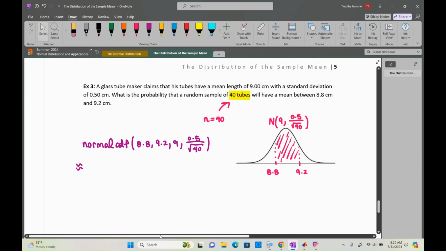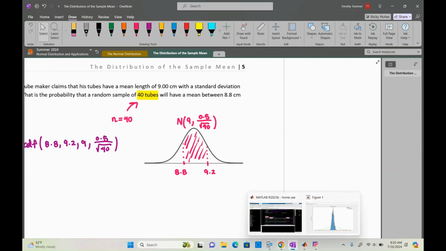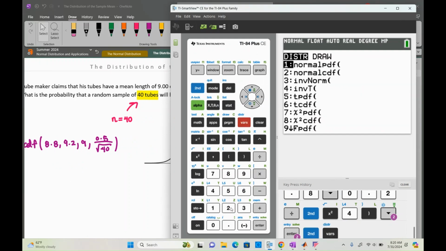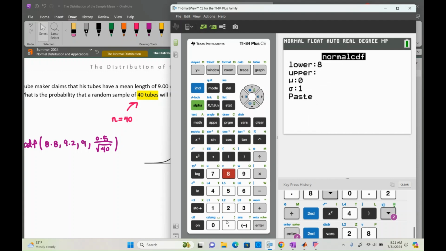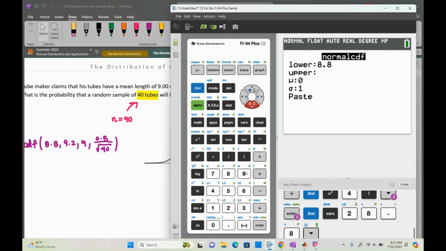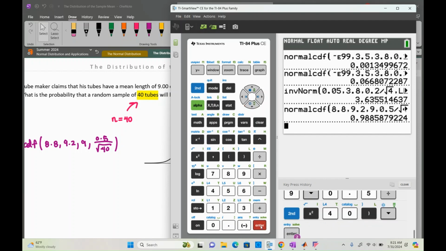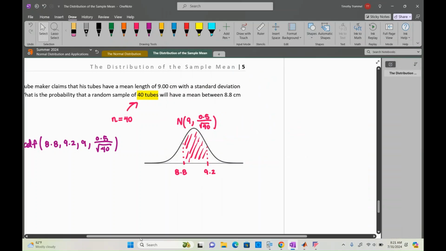All right, and let's go figure out what probability we get. So I'm going to go ahead and hit second bars 2, and I'll type in all this information here. There we go. And let's go ahead and hit paste. And so we're getting here about 0.99. So this is very likely to happen.